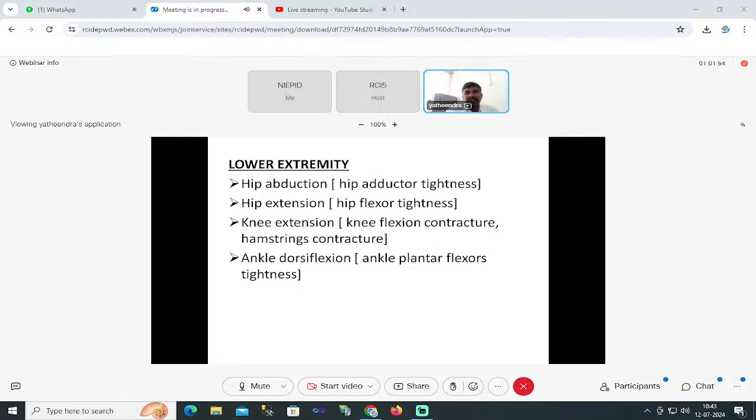Now we can see the lower extremity. Hip adductor tightness is common, hip flexor tightness, knee flexion contractures, ankle plantar flexor tightness. Whatever I mentioned in the brackets, those muscles will undergo tightness and the opposite movement will be affected. So these are the movement restrictions in the upper limb and lower limb, the common pattern of restriction.